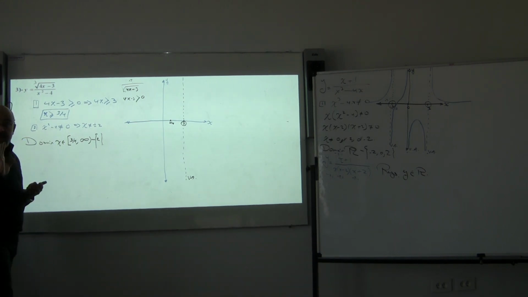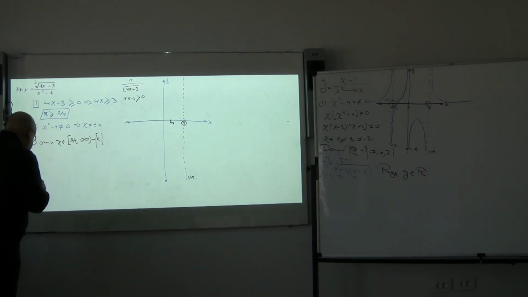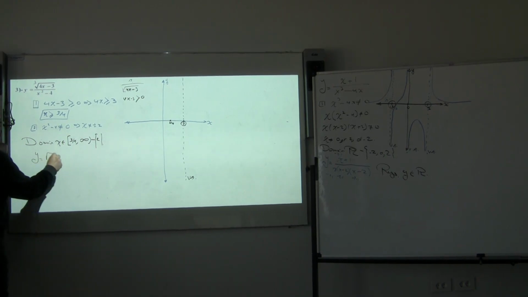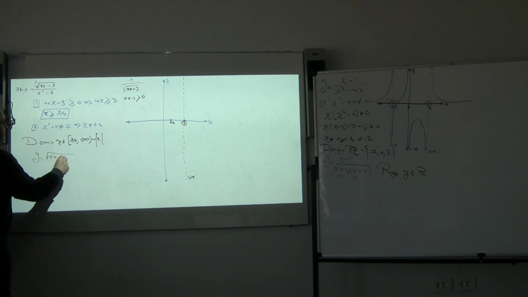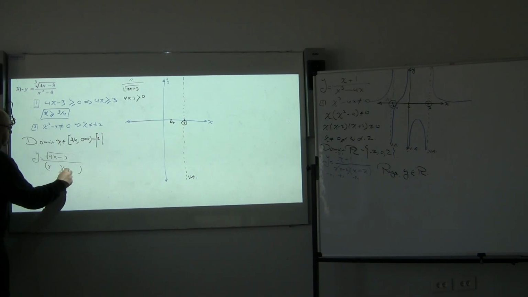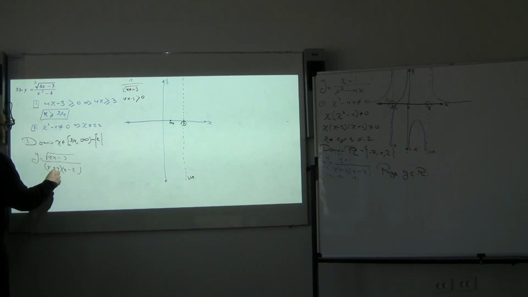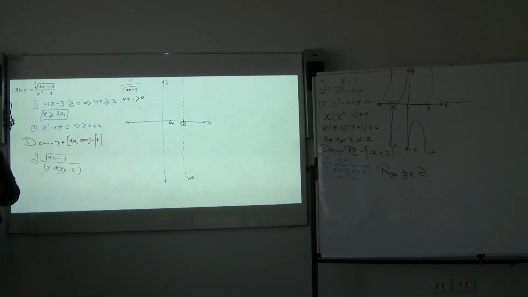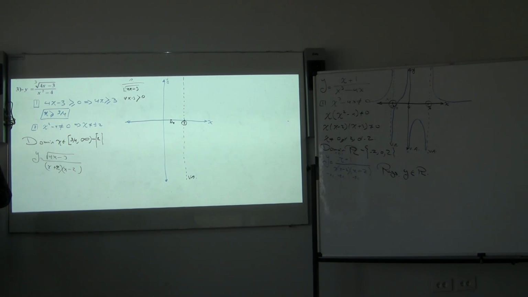But before starting this, I would recommend that you rewrite your function like this: y equals the root of 4x minus 3, and by factorizing x squared minus 4, this is x minus 2 and this is x plus 2. Am I right? Yeah. Okay, let's use 2.01.